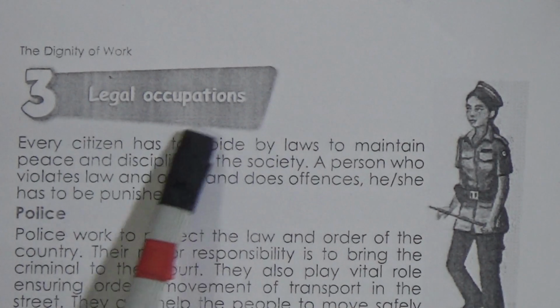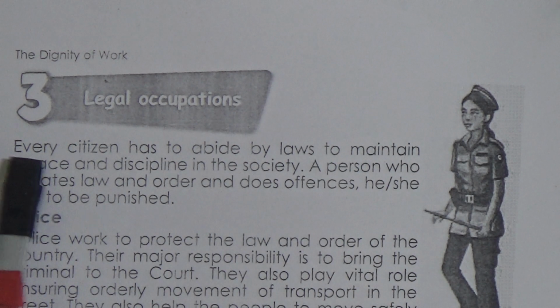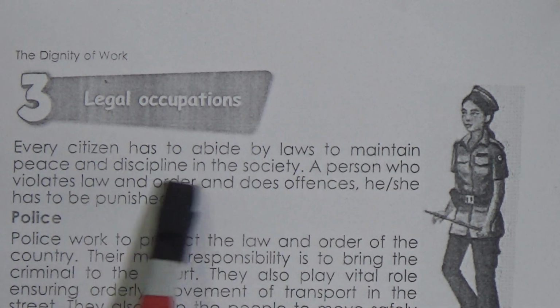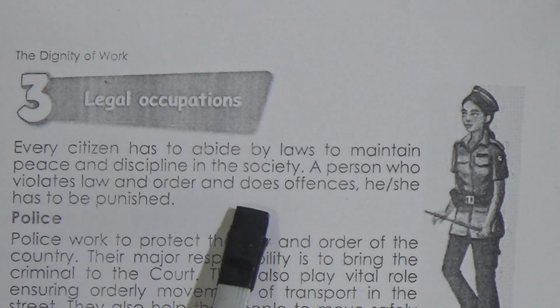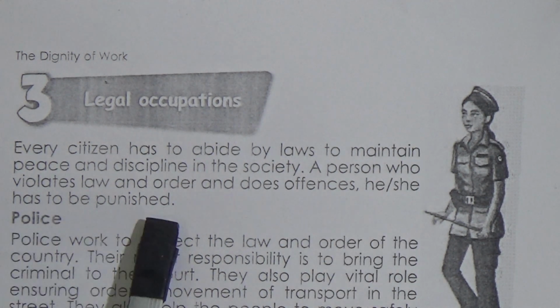The name of lesson 3 is legal occupation. There is legal occupation. Every citizen has to abide by laws to maintain peace and discipline in the society. A person who violates law and order and does offences, he or she has to be punished.